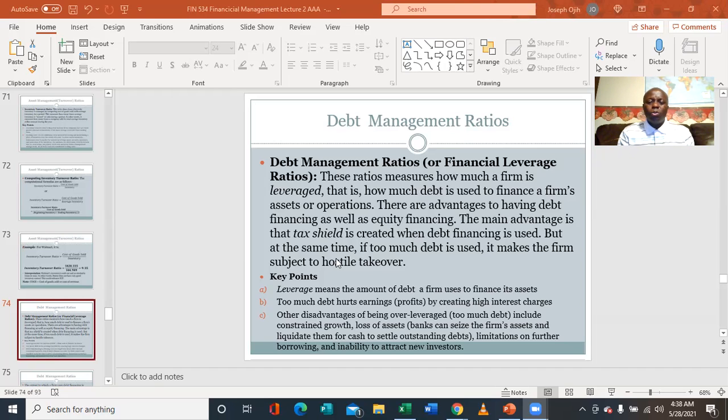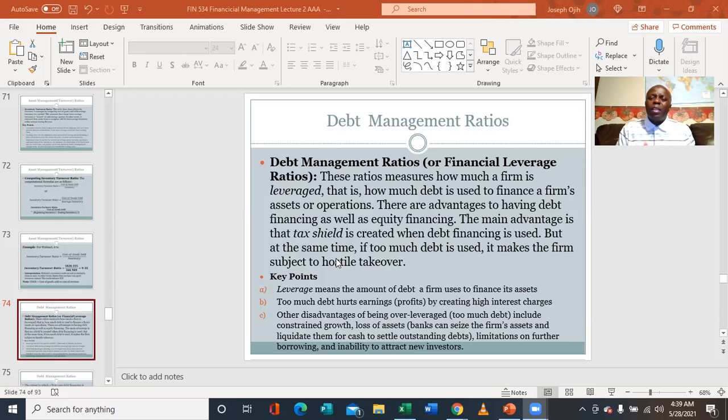Also, there are other disadvantages, like constrained growth. If you have too much debt, you cannot borrow more money to do more projects that will add value to your company. Another one is that too much debt scares away investors. It can also lead to loss of assets, because your lenders might get angry and decide to liquidate your assets if you cannot meet your obligations.